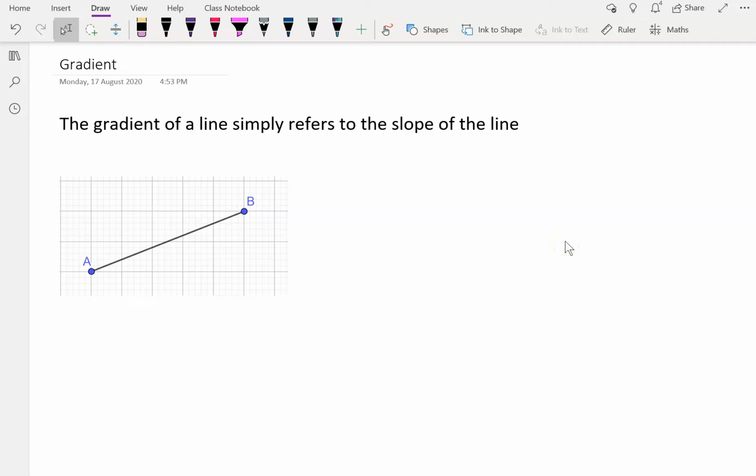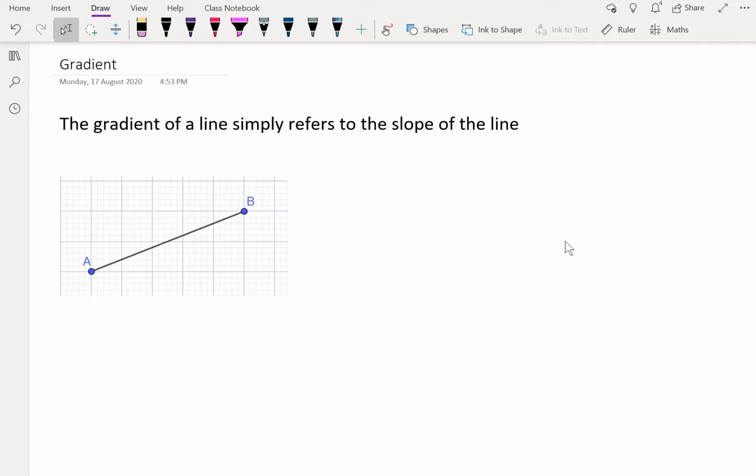Hi, in this video we're going to look at the notion of gradient. In its very simplest terms, gradient is simply the slope of a line. Now, there are different ways in which we could try and define this. We could say that this line AB is sloping up to the right or sloping down to the left. Those would both be adequate descriptions of what's happening with that line, but they're both rather vague.